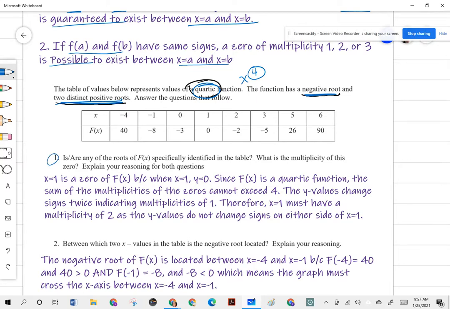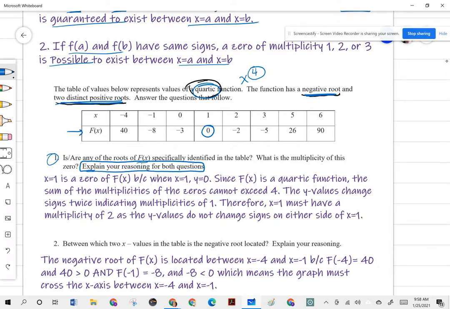Number 1, are any of the roots of f of x specifically identified in the table? So if we can look for a root in the table, let's look at the y values. Remember, if it's a root, it's going to have a y value of 0. And then what is the multiplicity of the 0? And explain your reasoning for both questions. So x is equal to 1 is a 0 of f of x, because when x equals 1, y is equal to 0.